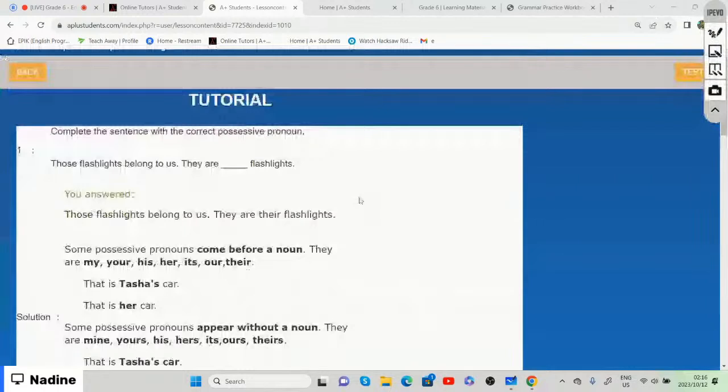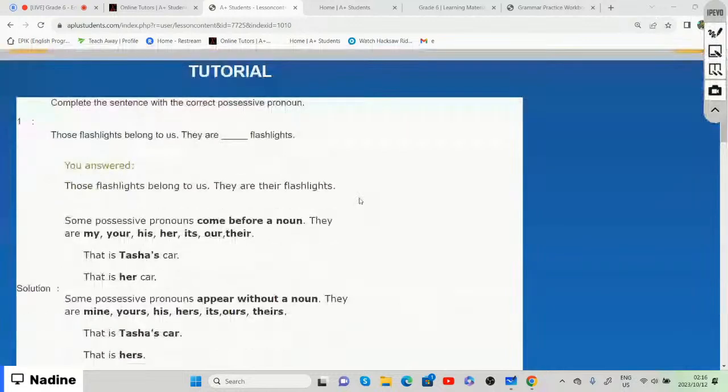So now we're going to complete the sentence with the correct possessive pronoun, right? And remember, we said a pronoun takes the place of a name. Those flashlights belong to us. So if something belongs to us, then they are whose flashlights? What is the word that we will put in there? They are flashlights.